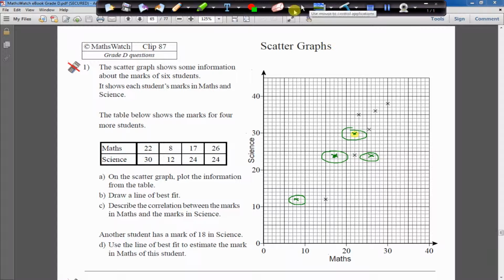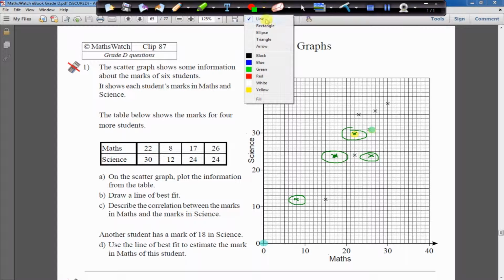Now we need to draw a line of best fit. Okay, the line of best fit. We're going to try to draw a line of best fit now that goes through the middle of this data. So let's choose a line. Okay, let's choose a blue line.